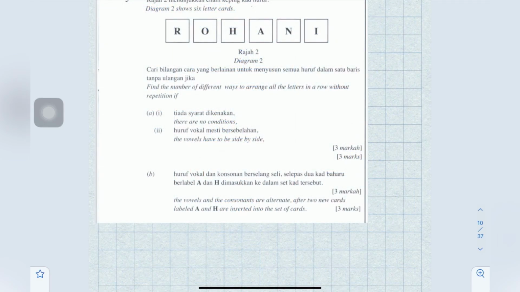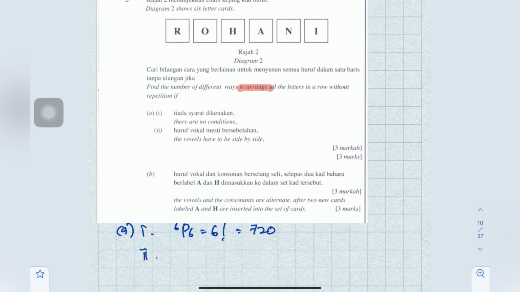Number 5. Diagram 2 shows 6 letter cards, ROHANI. Find the number of different ways to arrange all the letters in a row without repetition if A1, there is no condition. Okay, we are arranging, so we have to use permutation P. So for A1 all of them, 6P6 or 6 factorial, which equals 720 ways.